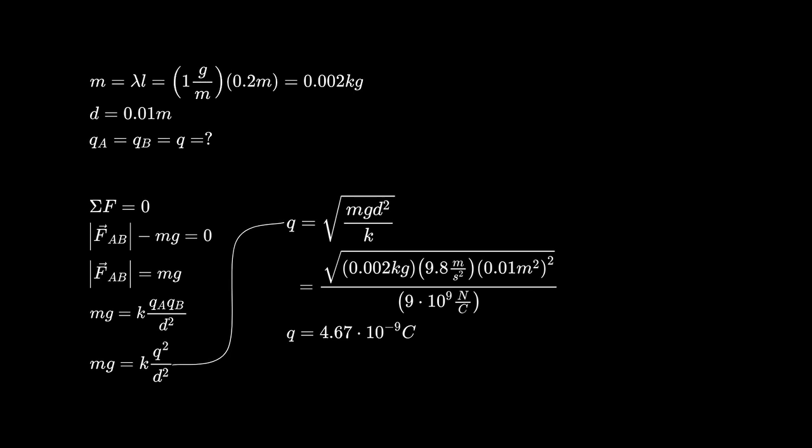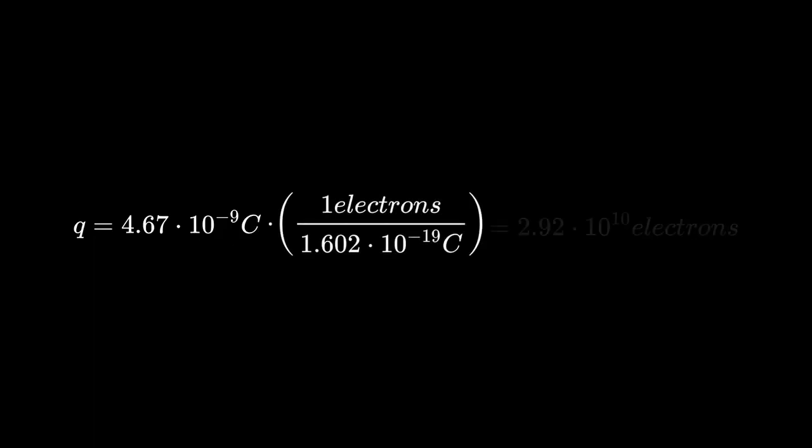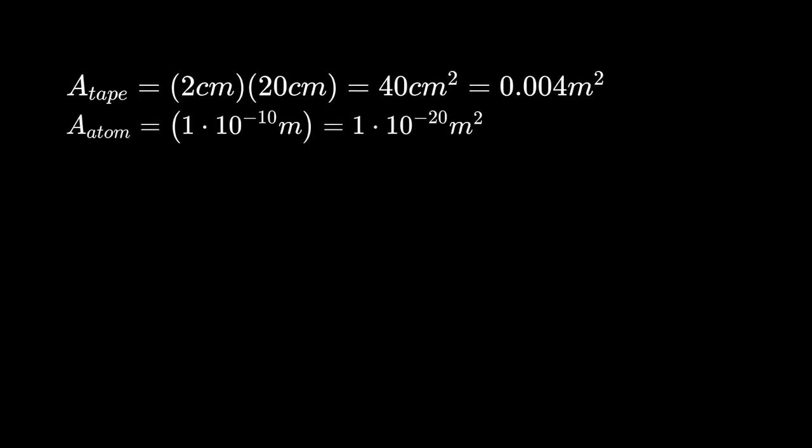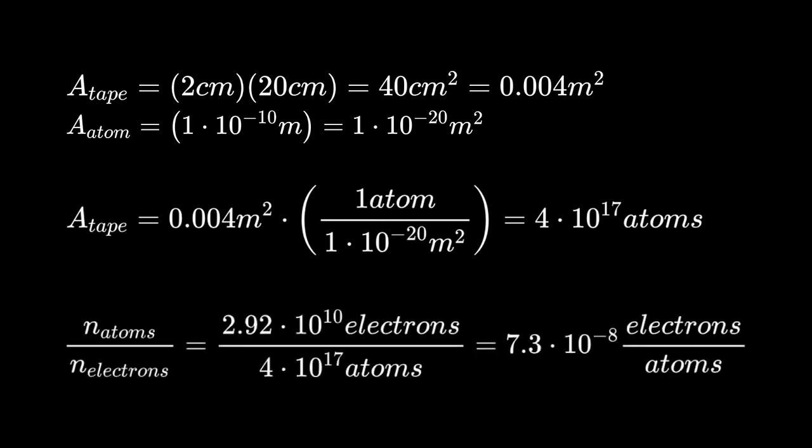Using SI units, we get an answer that is in coulombs, but we can convert this to electrons by dividing this number by the charge of an electron. This is the electron deficiency on the tape. If we further assume that the area of an atom is just the length squared, then we can roughly estimate how many atoms are on one piece of tape whose dimensions are also known. We can bring this number and the number of electrons missing together to create a ratio which illustrates what proportion of atoms gave up electrons.